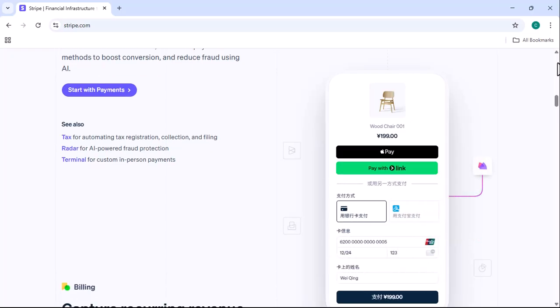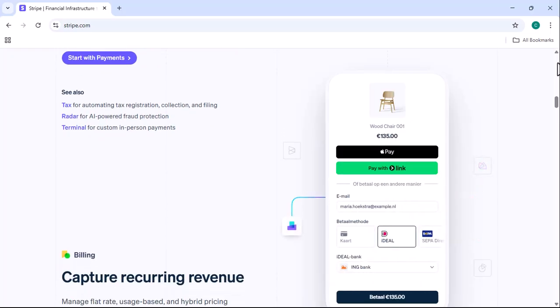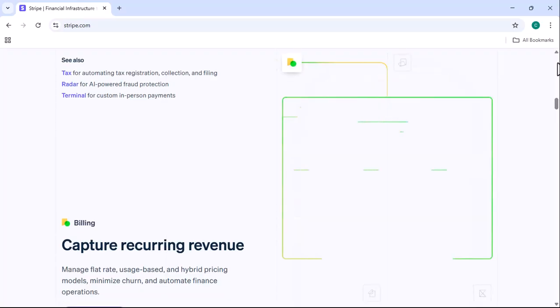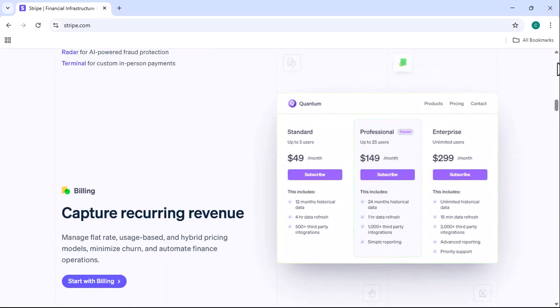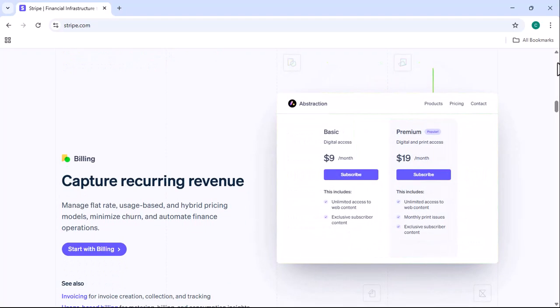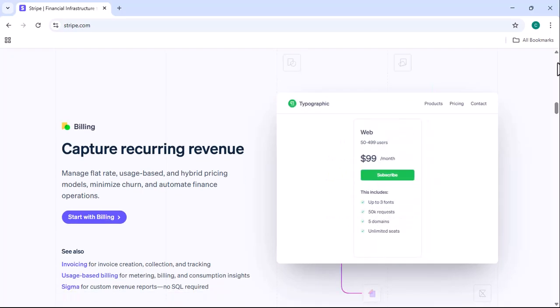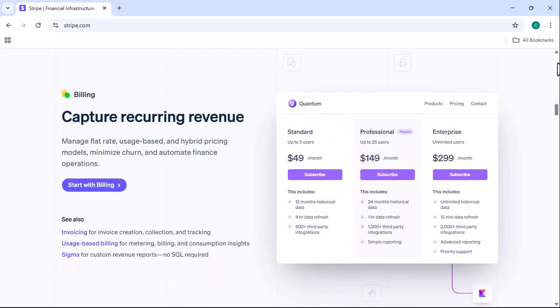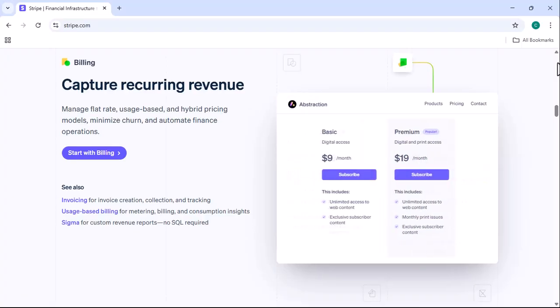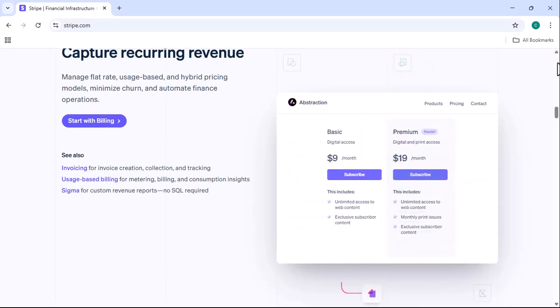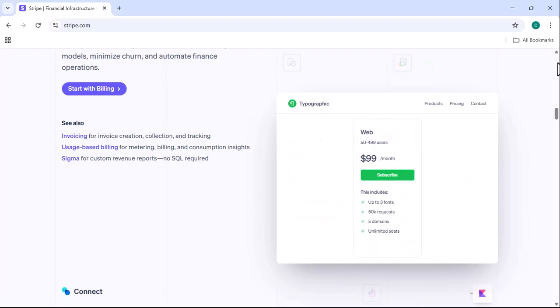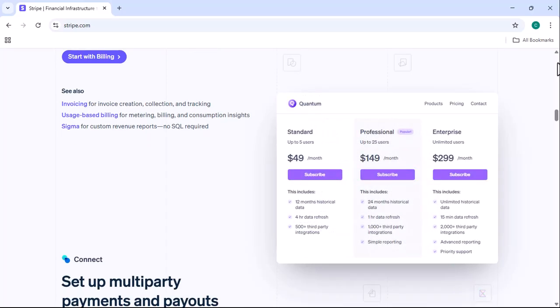Stripe Capital uses a single flat fee, not compounding interest. You'll see this fee and the total repayment amount before you accept the offer. 3. Assess your cash flow and repayment rate. Stripe Capital's automatic repayment is a percentage of your daily sales. This is a huge benefit because you pay less on slow days and more on busy days.